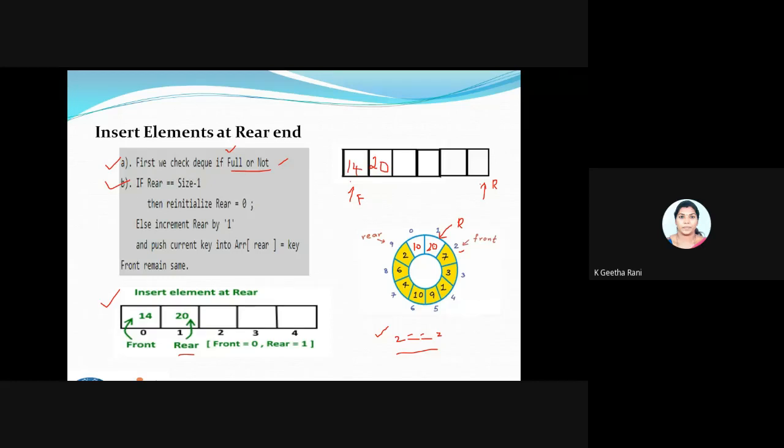Fine. So see the condition, my rear is equal to size minus 1. I have reached the last end. Okay, now I'm trying to insert an element. Since it's a circular array, sometimes you may have a space here. Then what I have to do? I have to reinitialize my rear to 0. So now the rear will be coming here at the index 0.